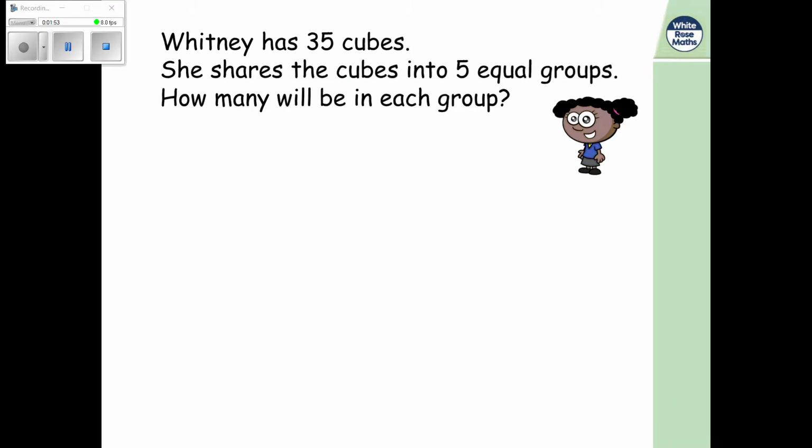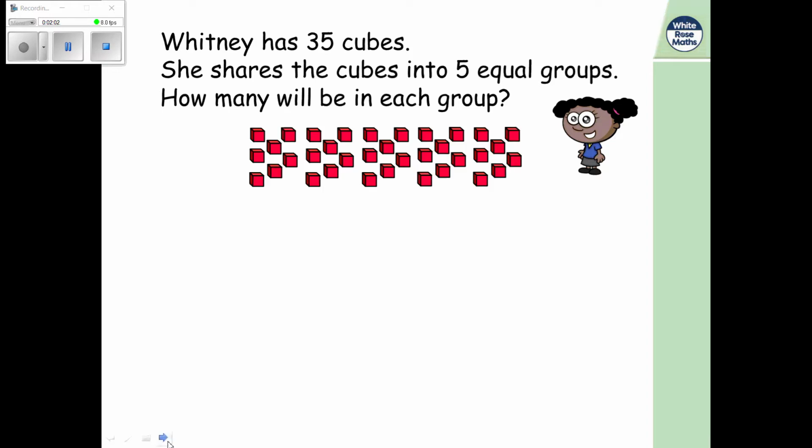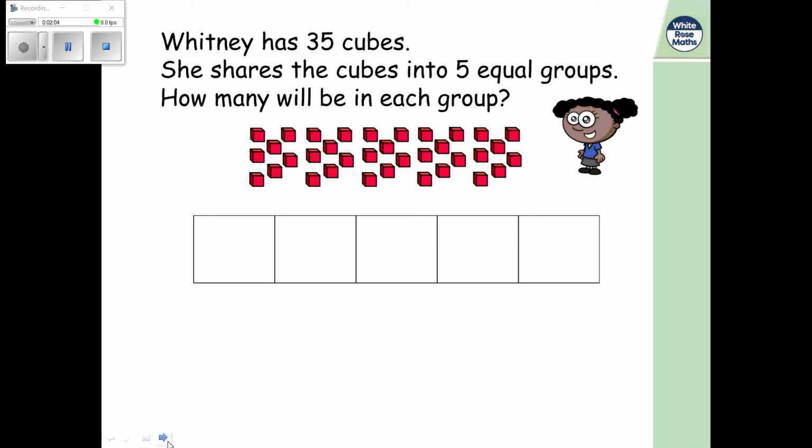She shares the cubes into 5 equal groups. How many will be in each group? So let's have a little look. There's her 35 cubes and she's got 5 equal groups there. Let's check 1, 2, 3, 4, 5. So again, if you're at home and you want to do it practically, get 35 resources and share them equally until you have none left and you've got them into 5 equal groups.